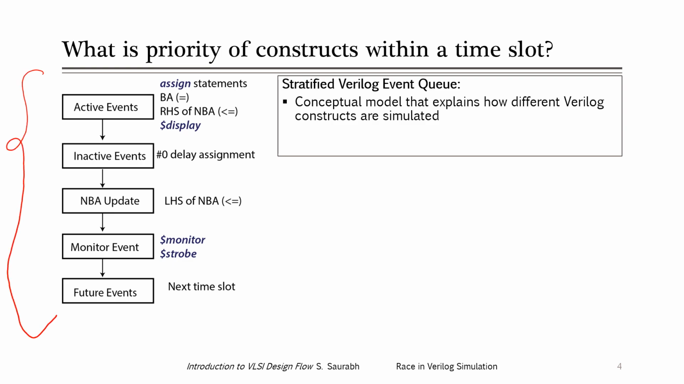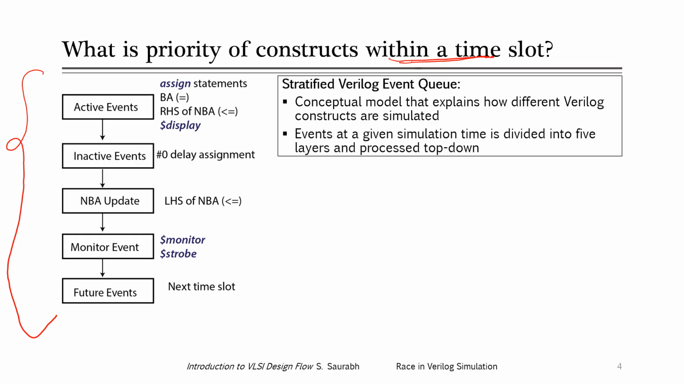Now this is a conceptual model that explains how different Verilog constructs are simulated within a given time slot, meaning say at time slot 5, which event will be evaluated first, next, and so on. So the events at a given simulation time are divided into 5 layers and processed top down, right? Meaning that the highest priority is the active events.